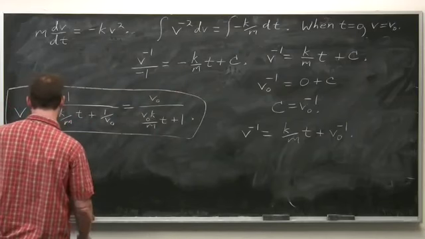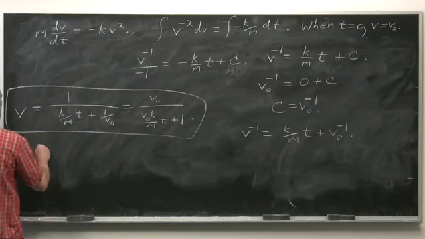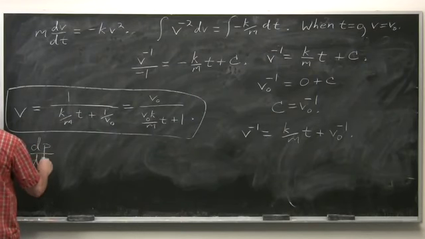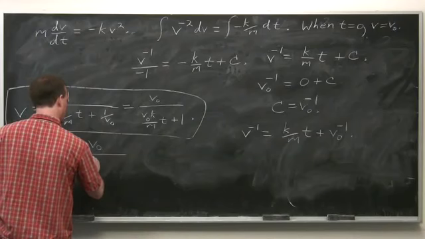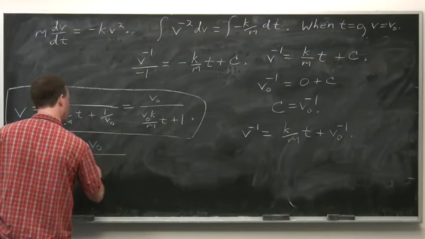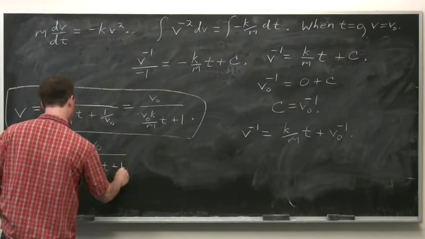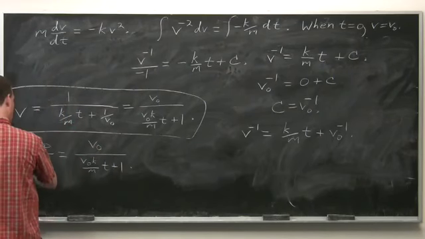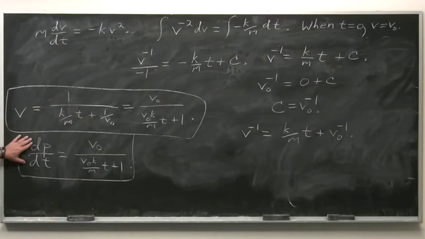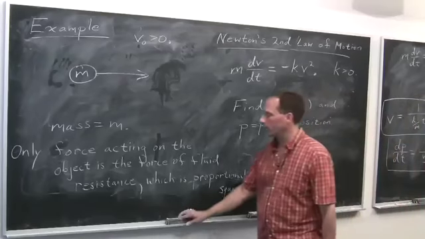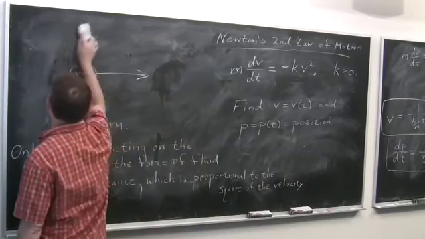How do we find the position? Well, the velocity is the derivative of the position. So this equation is dp dt equals v naught over v naught k over m times t plus 1. And so this equation for the velocity is the same as saying the derivative of the position with respect to time equals this. So p is an antiderivative of this. So we solve this, which just means you anti-differentiate.